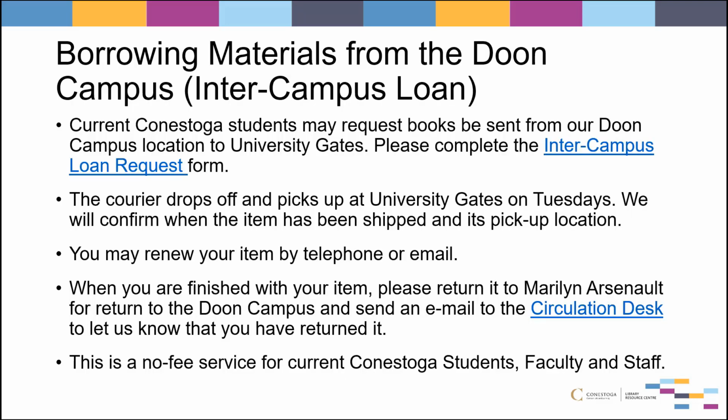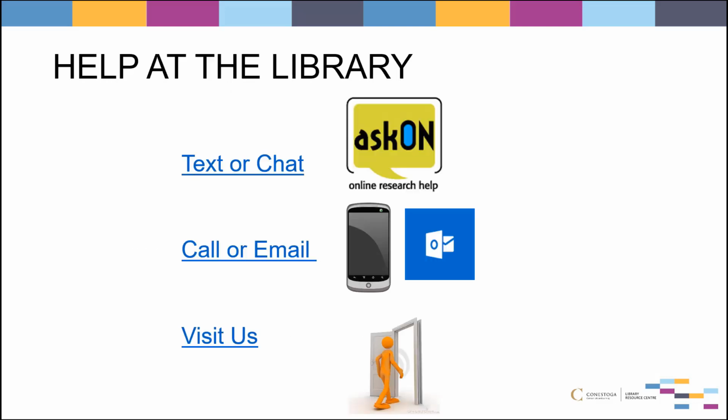Even though you are studying at a campus that does not have a library, you can still access print resources through a service called Intercampus Loan. The nursing books are located at the Doon Campus Library, but there will also be some available at the Waterloo Campus Library in the near future. If it's not convenient for you to get to either of these libraries, you can place a request for the book to be sent to University Gates, as long as it's not a book that is part of the reserve collection.